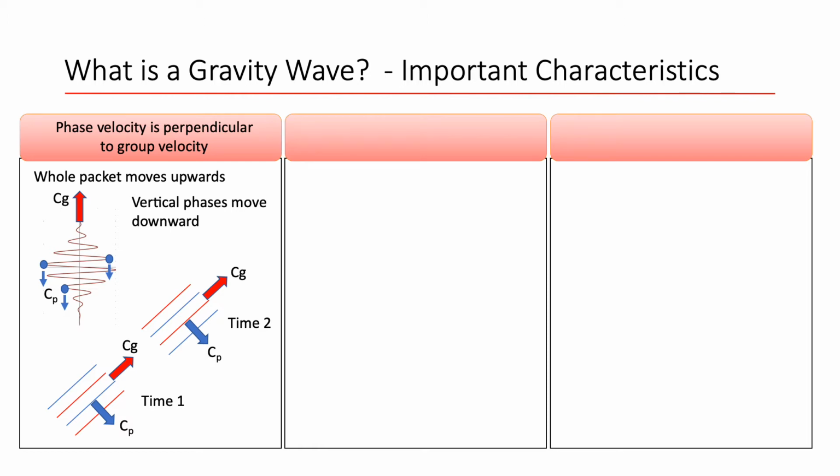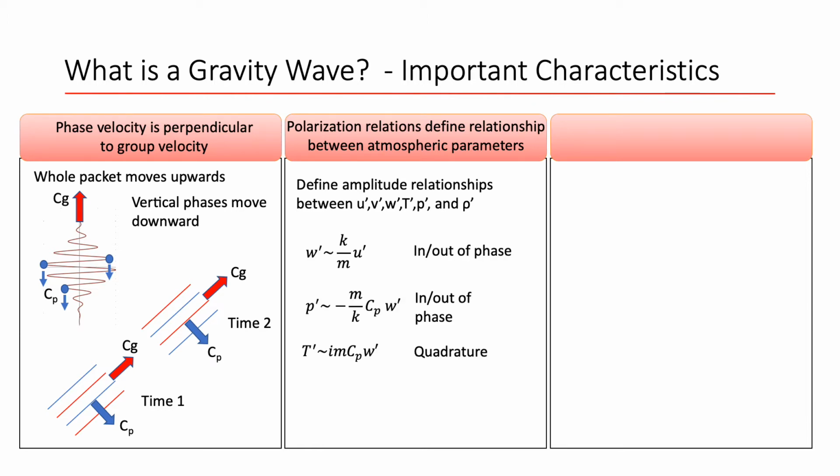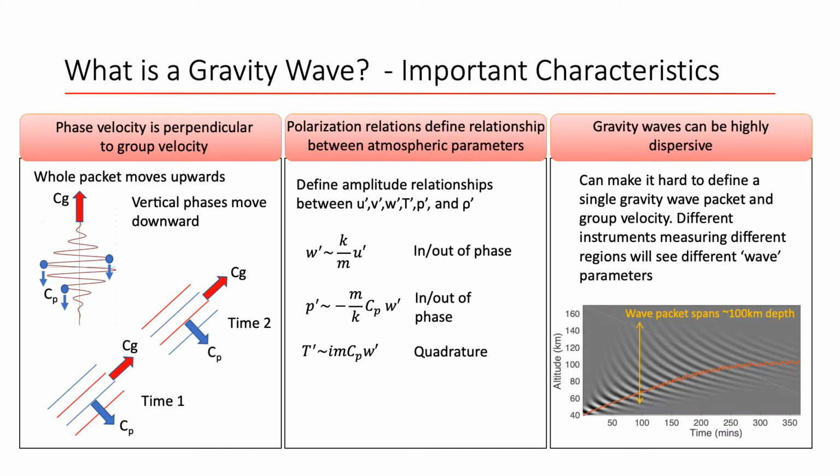There's also a set of polarization relations which define the amplitude and phase relations between the atmospheric parameters for gravity waves, and you can see that these are often dependent upon the relative values of k and m, so the horizontal and vertical scales of the wave.